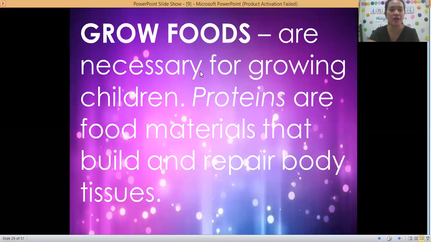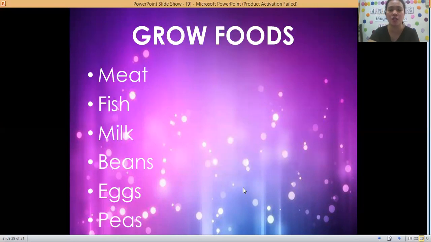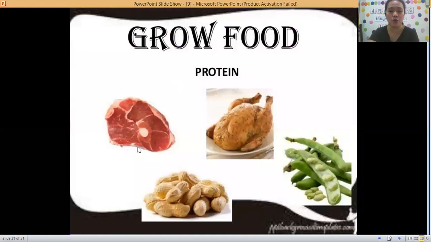Now let's go to Grow Foods. These are necessary for growing children. Proteins are food materials that build and repair body tissues. These are examples of Grow Foods: fish, meat, milk, beans, eggs, and peas. So these are the Grow Foods.